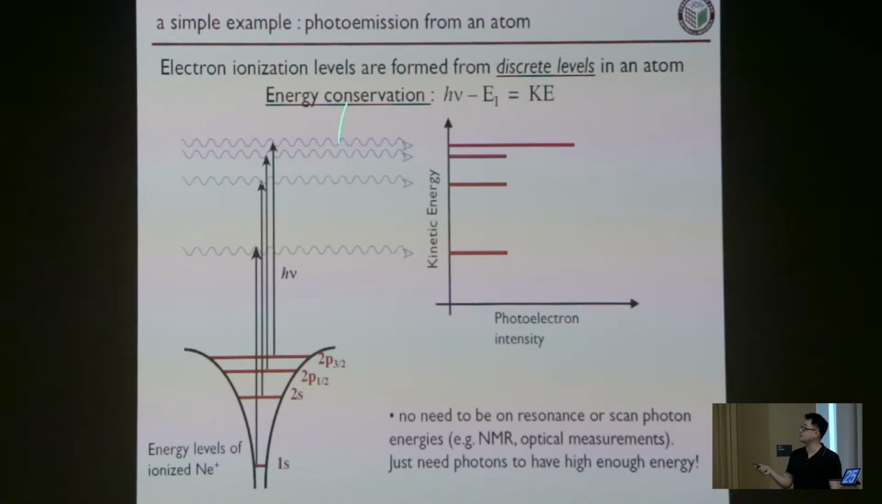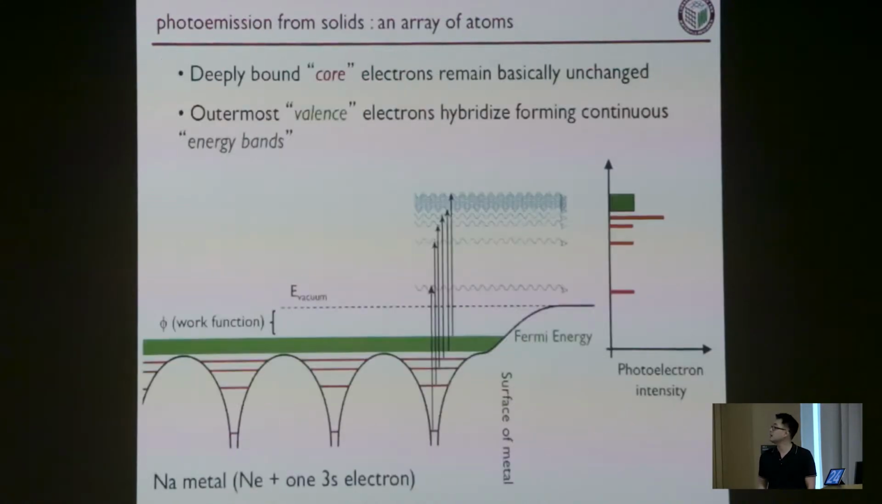One of the nice aspects is that you don't have to be on any particular resonance. There's a lot of things, like NMR, where you have to be exactly at the right frequency to induce some kind of transition. Here you're transitioning to a free electron state outside the crystal that's just propagating in free space. So you don't really need to worry about being on any kind of resonance.